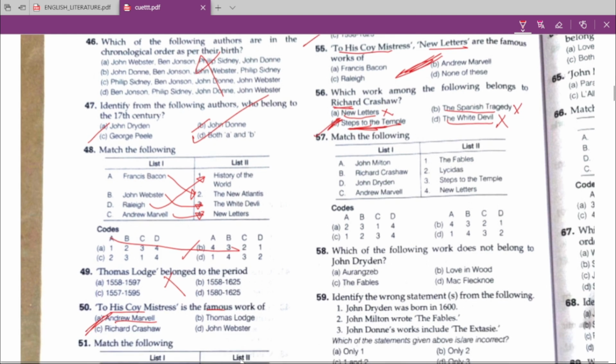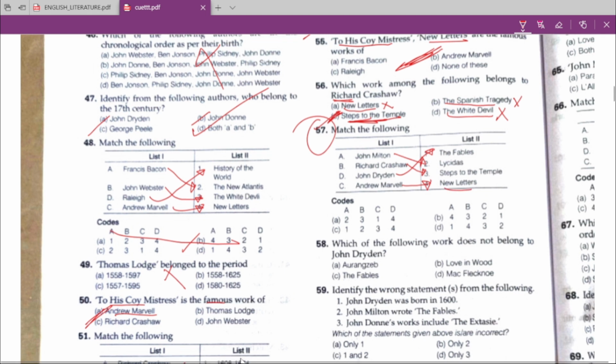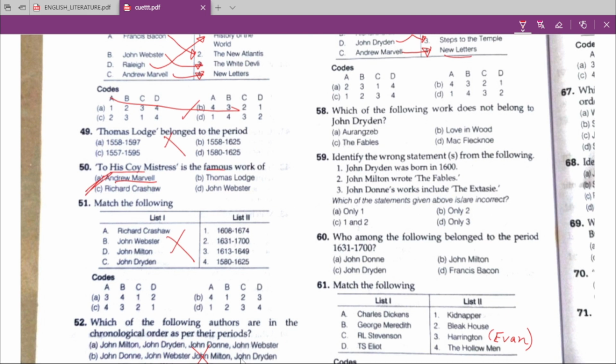Now question number 57. John Milton has written Lycidas. Richard Crashaw has written Steps to the Temple, as I had mentioned. John Dryden has written the Fables, whereas Andrew Marvell has written New Letters. Next question. Which of the following works does not belong to John Dryden?